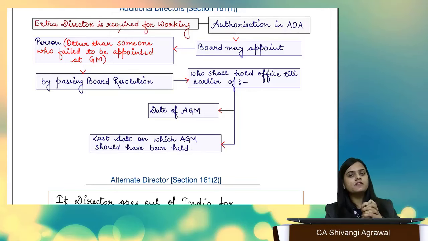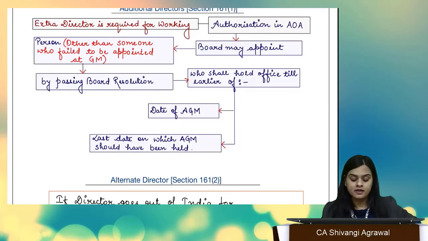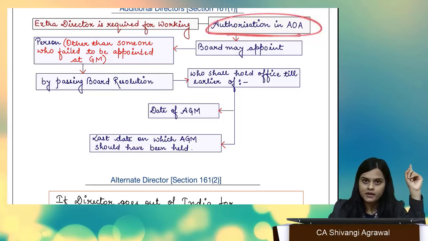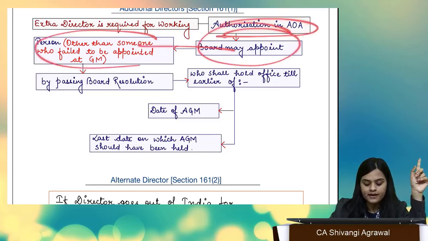General rule given in section 152 is that the directors will be appointed by the shareholders in general meeting. This is an exception to that. So in section 161 here, the appointment is not happening by the shareholders in general meeting, it's happening by the board of directors, right? So the board of directors are appointing here. For additional director, the board of directors can appoint by passing BR, provided they have an authorization in AOA. If AOA is silent, Table F can also authorize. Okay, ma'am. So if the board has authorization, they can appoint someone as additional director by passing board resolution.